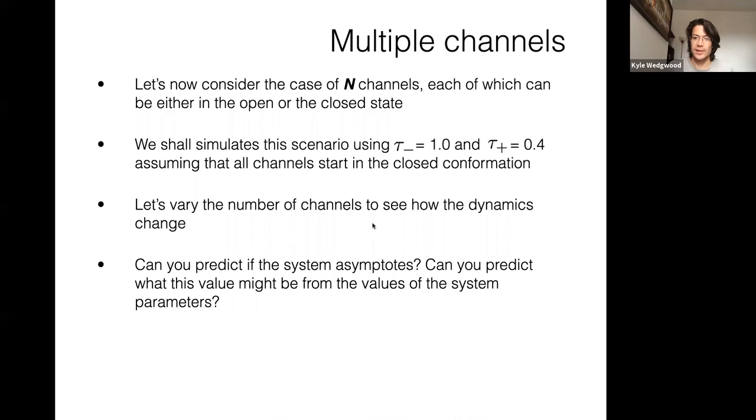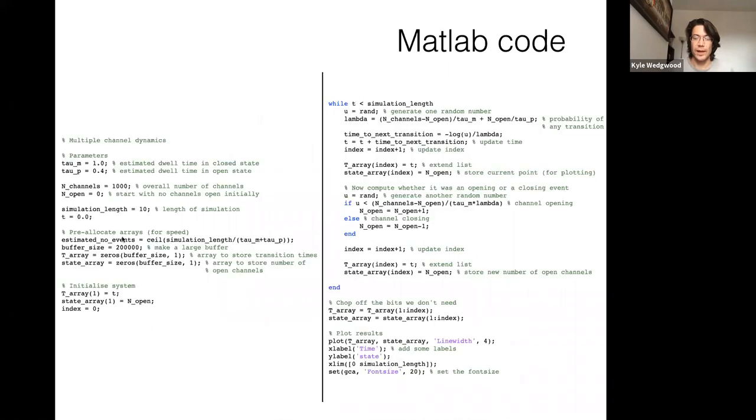Okay, so there's some code here to do this. And again, I've sent you this. What I would encourage you to do is to vary the parameter n channels, so this is the number of channels. You can start off with something small like 10 and then go up in orders of magnitude, and you can see what the dynamics look like.